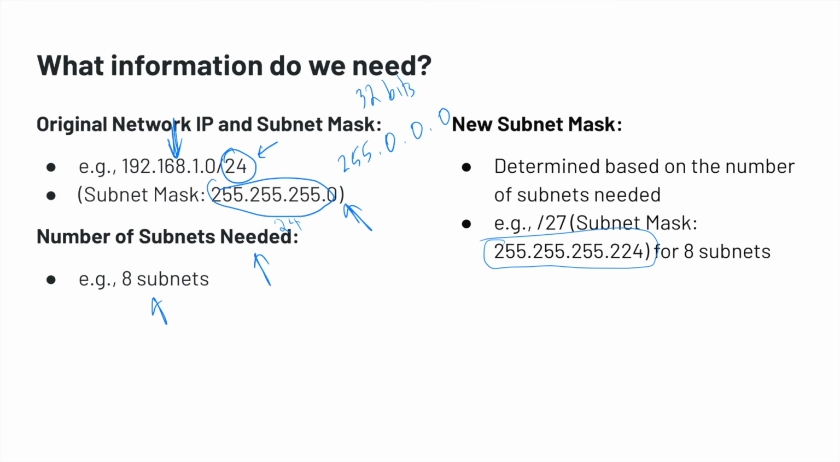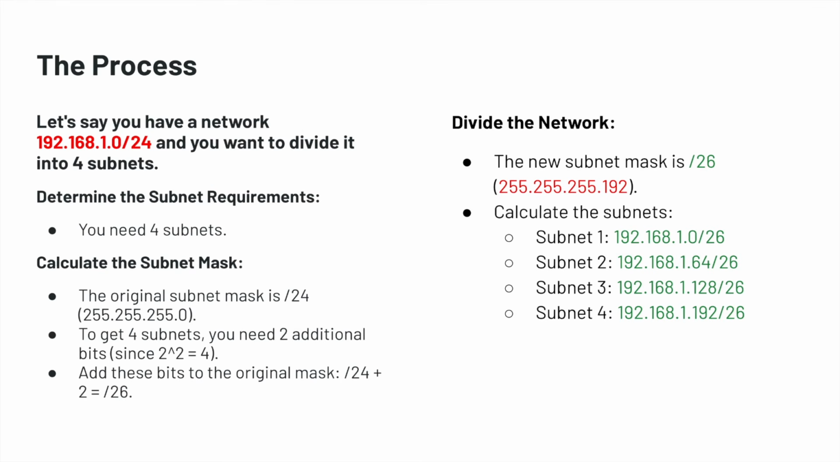And again, this is going to be based on the fact that we need to divide our network into 8 separate components. So we're going to have the network IP, the original subnet mask, and then we're going to create a new subnet mask based on the number of subnets that we need. Now let's take a closer look at this process in some depth.